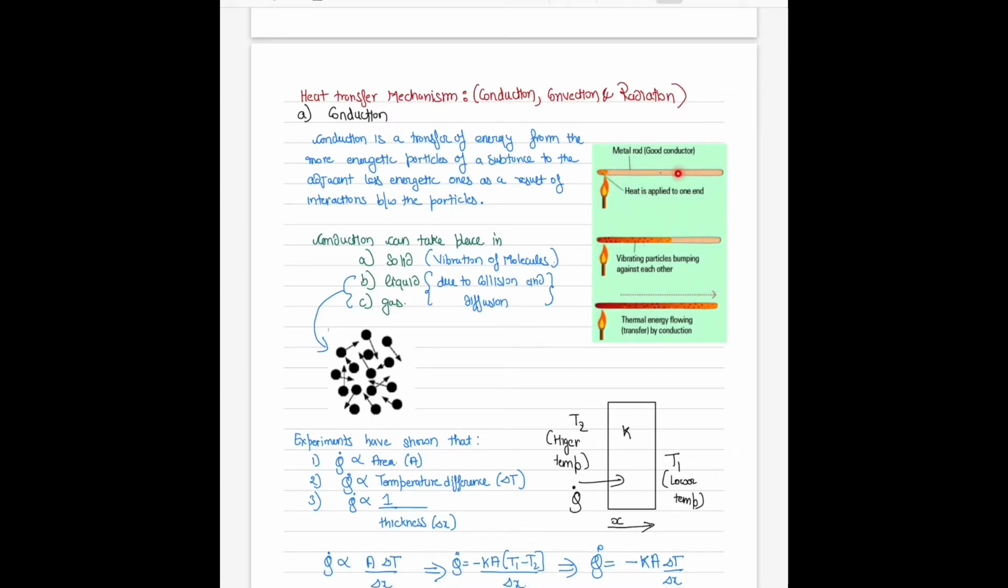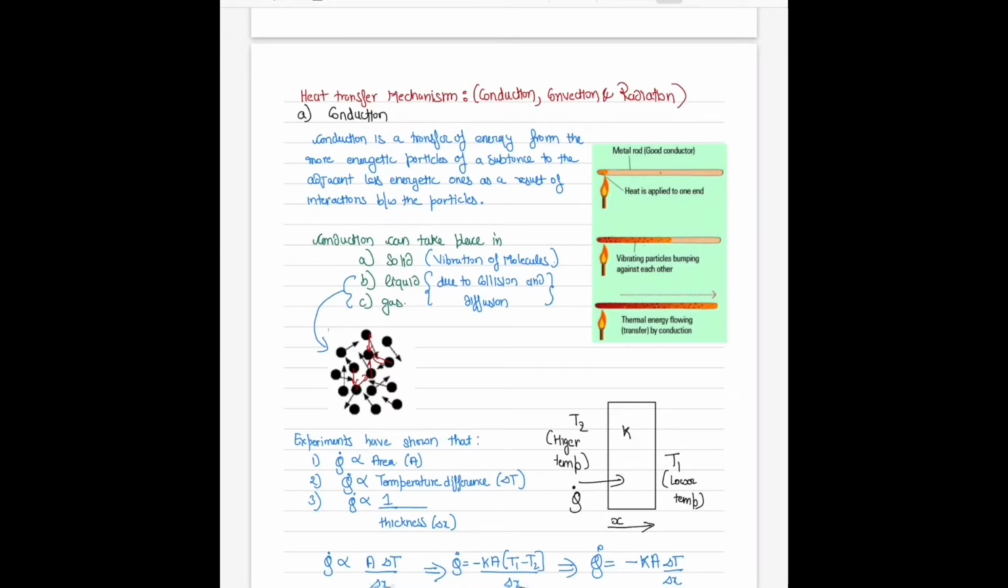In this figure, we have one metallic rod where one of its ends is applied with heat, and due to the vibrating particles, heat is transferring from one end to the other end, whereas in the case of liquids and gases, the molecules are colliding with each other, and due to this collision, the heat is transferring from one molecule to another.